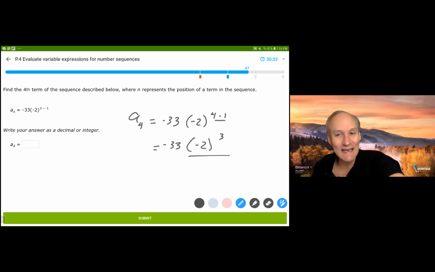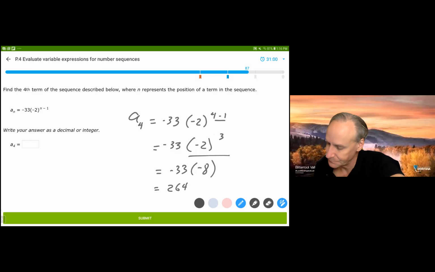You do have to do the exponent first, because if you start multiplying in your calculator, negative 33 times negative 2, and then take that to the third power, it's going to be way too big. Negative 2 to the third power is negative 8, not negative 6. Be careful. That is negative 2 times negative 2 times negative 2. And when you multiply that, it looks like 264 maybe.